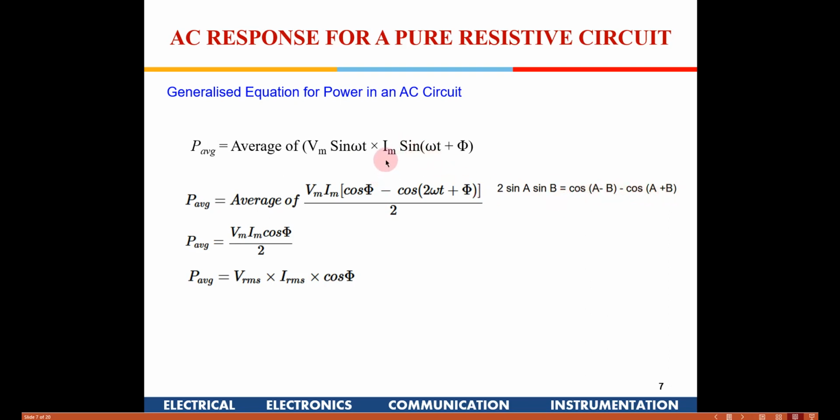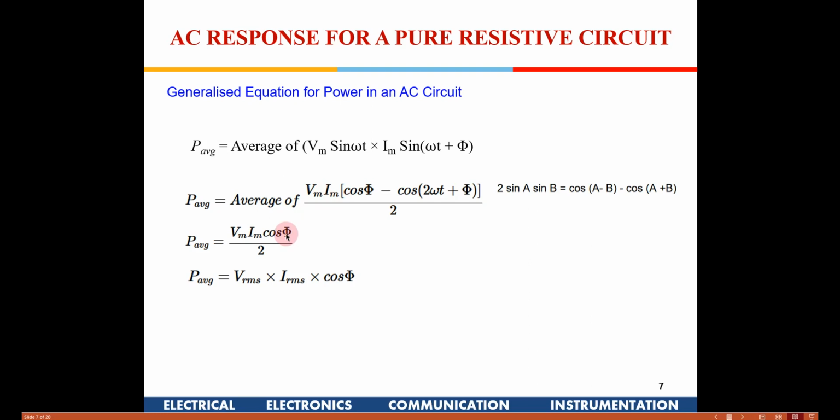So if I use this to simplify this equation, I get the 2 in the denominator out here, and cos phi minus cos(2 omega t plus phi). Now I have to take an average of this. Cos phi is going to remain constant for a circuit, because once you have assembled the circuit, that remains the same, whereas cos(2 omega t) is a time-variant function, and if you take an average of this, it will become 0. So what would remain is Vm Im divided by 2 and cos phi.